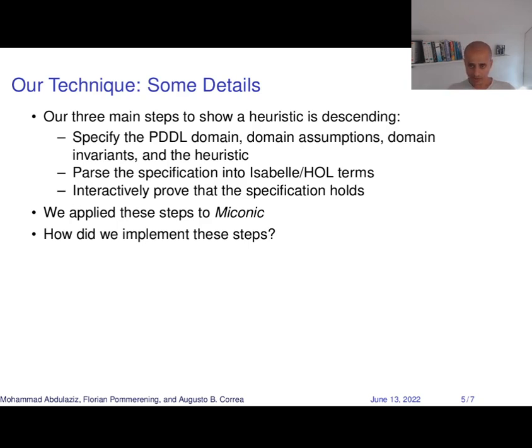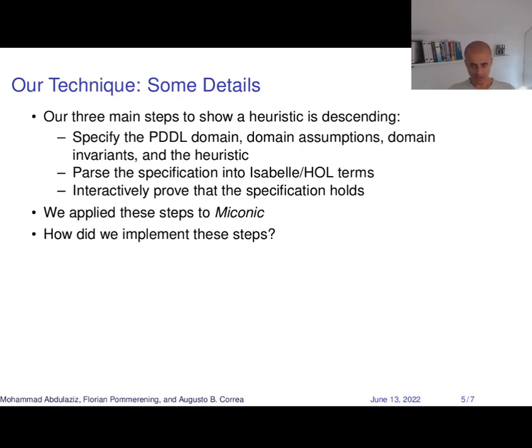Although there is no time to give you a satisfactory introduction, I will try to give you an idea of how we technically formally prove that a heuristic is descending. The idea here is to give you a hint as to how to approach such problems using interactive theorem provers. So in our case, there are three main steps to showing a heuristic is descending. The first one is to specify the PDDL domain and the domain assumptions and the domain invariants and the heuristic.